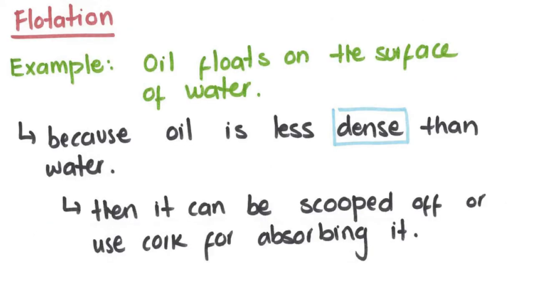Flotation. An example of flotation is oil floating on the surface of water, and we have done this before. Why does oil float? Because it is less dense than water, and then you can scoop it off, or you can use a material like, for example, in the book they talk about using cork to absorb the oil when oil is spilled in the sea. That would be an example.